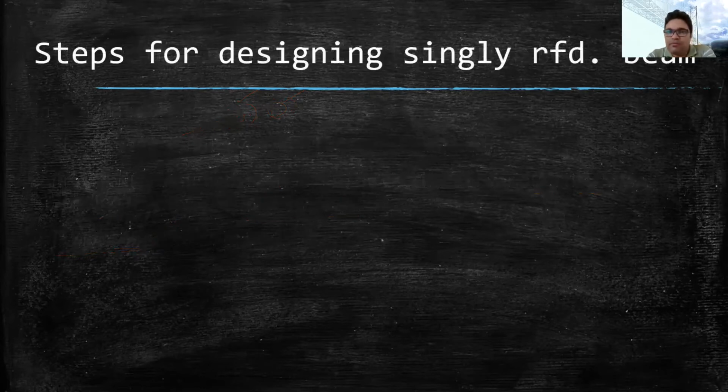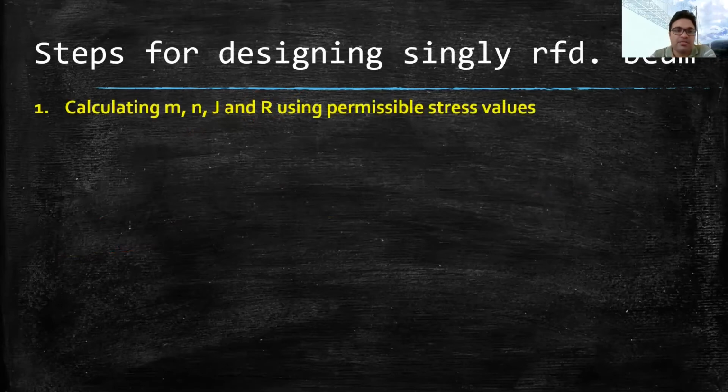Now we will see what are the steps for designing a singly reinforced beam. So the first step is about finding the design parameters. So in the analytical problem, we used to find out the values of M and N. Now in the design problem, two more parameters are added which are to be found out because they will be used in this design problem. So the third parameter is J. J is called the lever arm factor, and R is the moment resisting factor. So all these values have to be found out in step one.